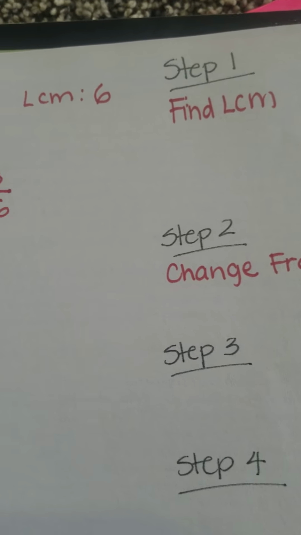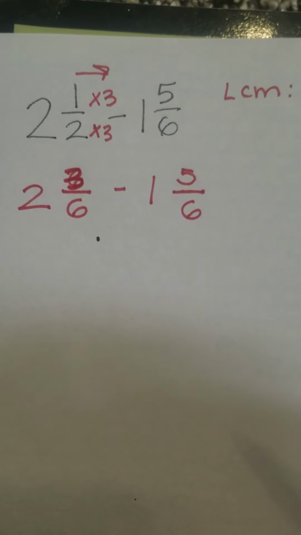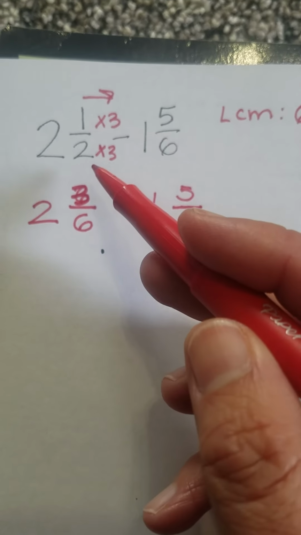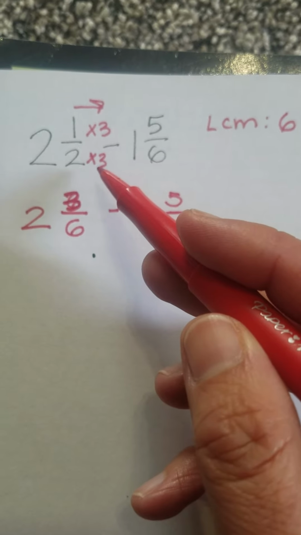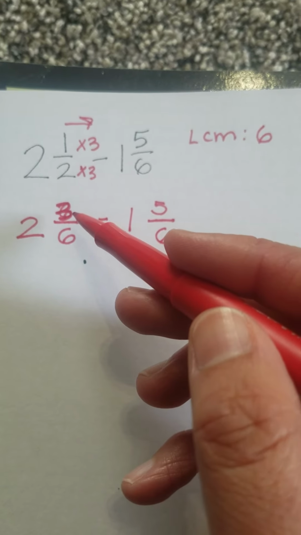To find the LCM, and I told you that the LCM is 6. So notice I already got everything ready with the 6 in the denominators. I know that 2 times 3 is 6, so whatever I do to the bottom, I do to the top. And notice I already have it ready.